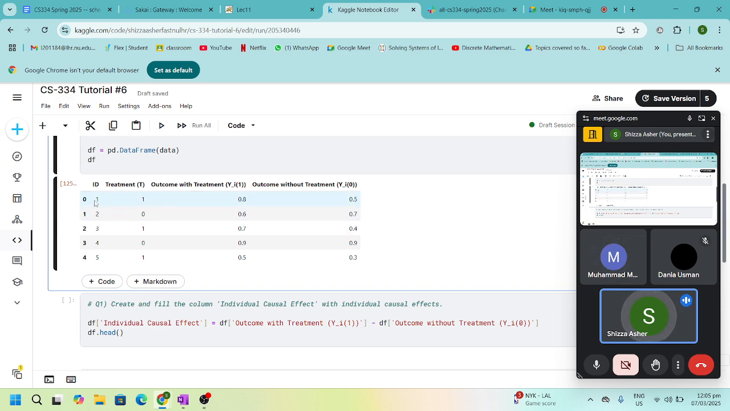Because for this particular person with the ID 3, for instance, the treatment was administered. So I know about the outcome when the treatment was administered, that's 0.7. This is the potential outcome when the treatment is not administered, which is 0.4. Ideally, we need to know both. In the real world, we cannot know both. So I hope that answers your question.